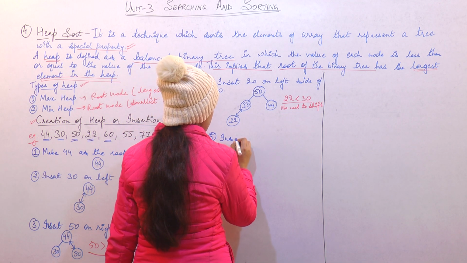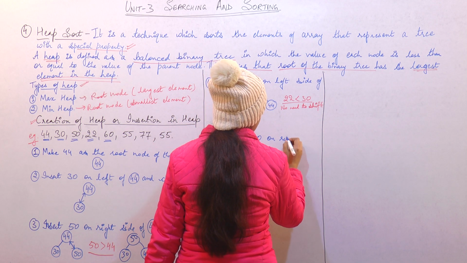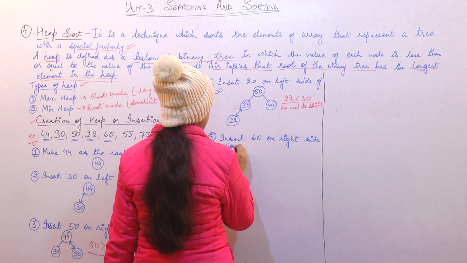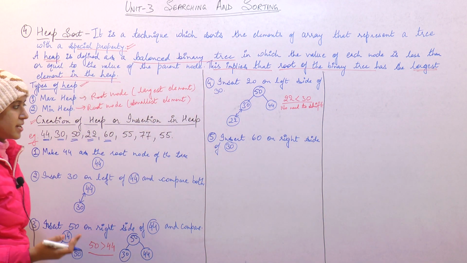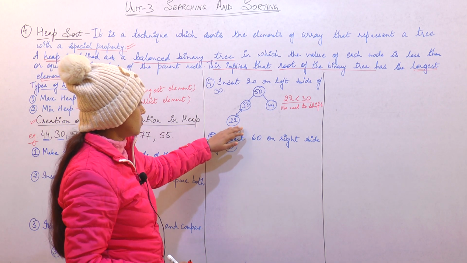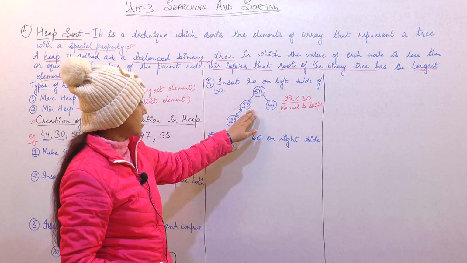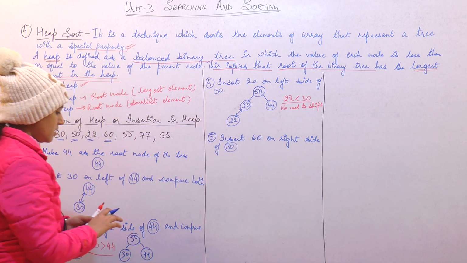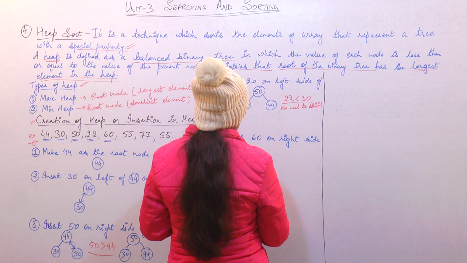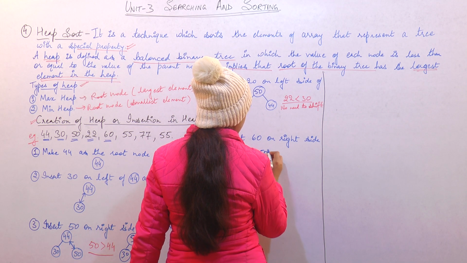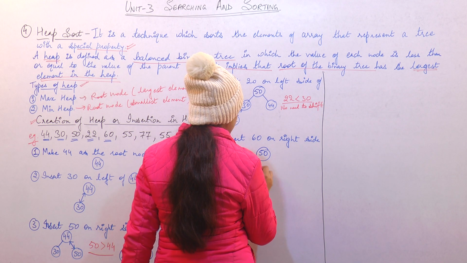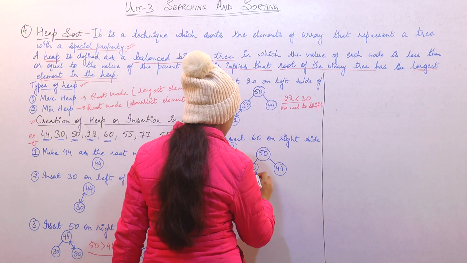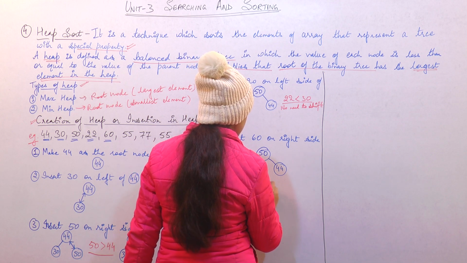So insert 60 on right side of node 30, because we are creating a balanced binary tree using heap sort. To balance this binary tree, after inserting the left child of node 30, we will insert the right child of node 30. So we are having root node as 50, on left side we are having 30, right side we are having 44, then on left of 30 we are having node 22, and on right of 30 we are inserting 60.